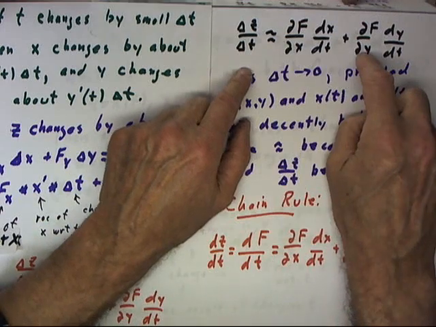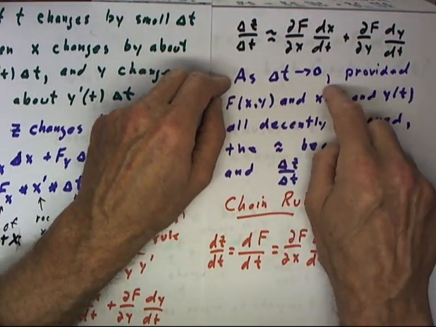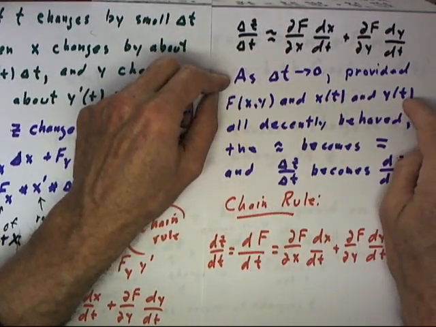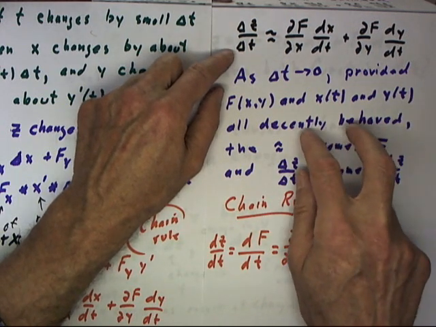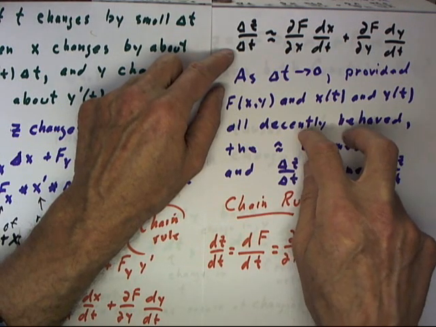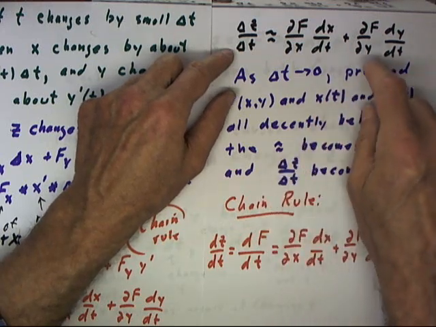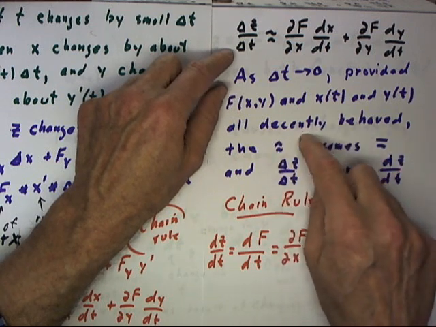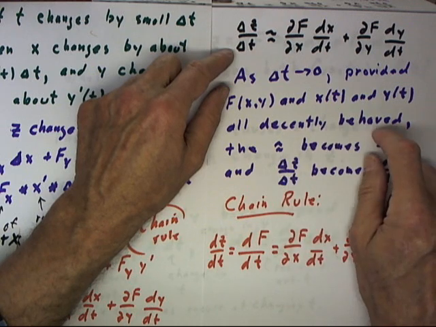So we rewrite that expression at the top of the page for reference. As delta t approaches 0, then provided the f, x, and y functions behave themselves decently. Now we'll have to define what decently behaved means. Basically this means that the functions are differentiable and defined and so forth. And of course if it's differentiable it's defined, but we'll worry about that later. We'll worry about the rigorous meaning of decently behaved.